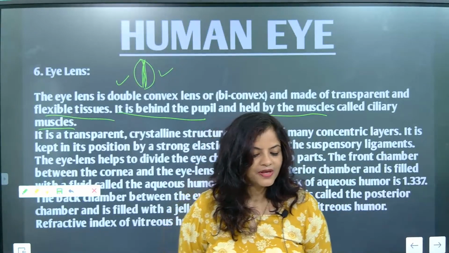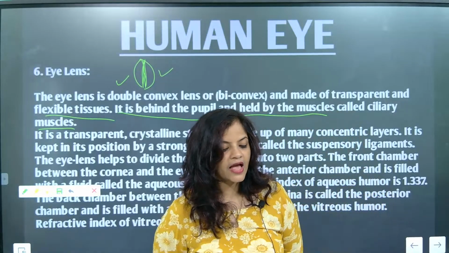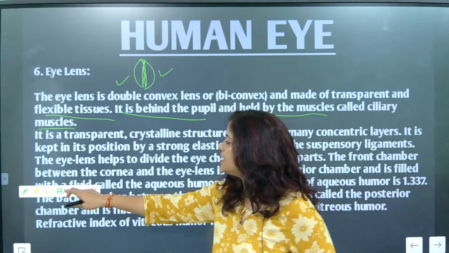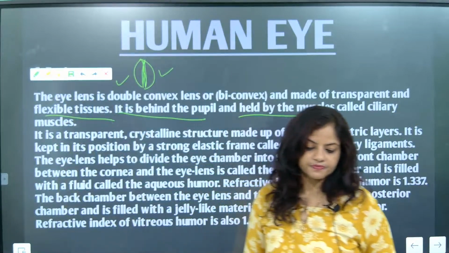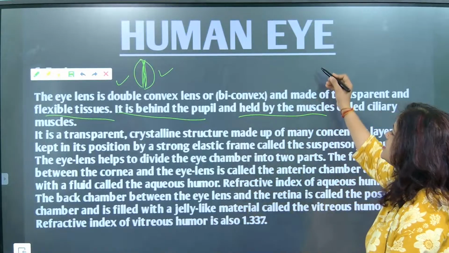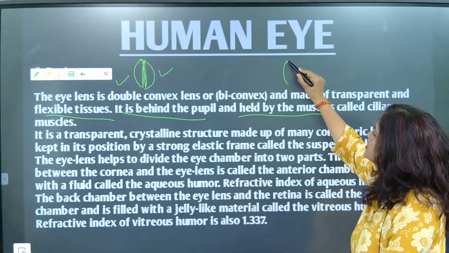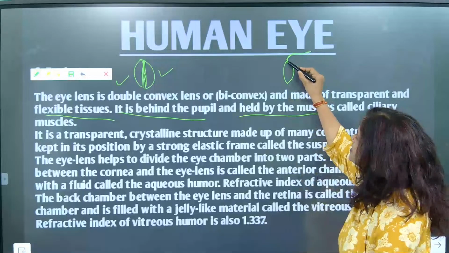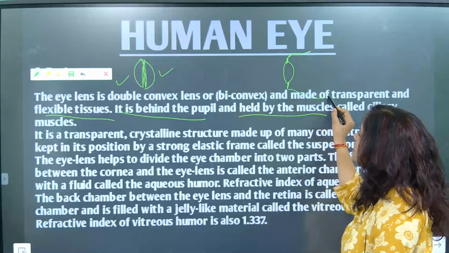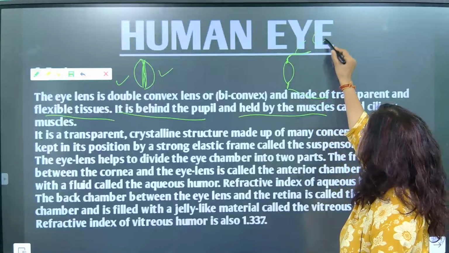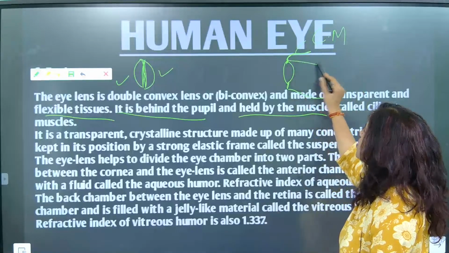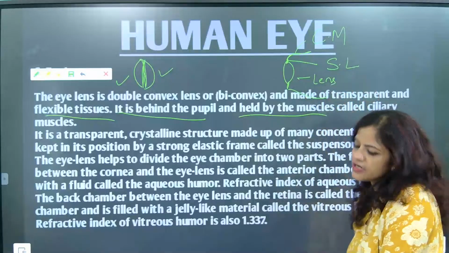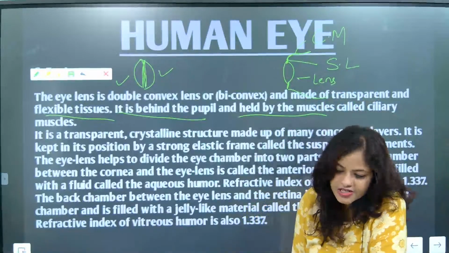Yes, suspensory ligament. Absolutely. So now let's see this one out. So now we will see this is exactly the lens. Now this is the ciliary muscles and what is holding it is called the suspensory ligament, and this is your lens. Understood? Ciliary muscles, suspensory ligament and lens.